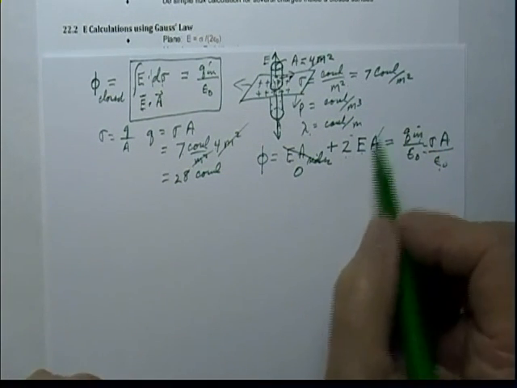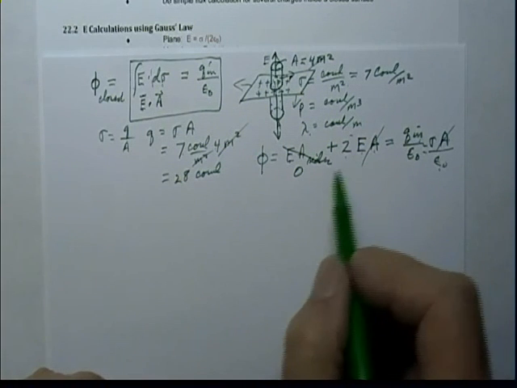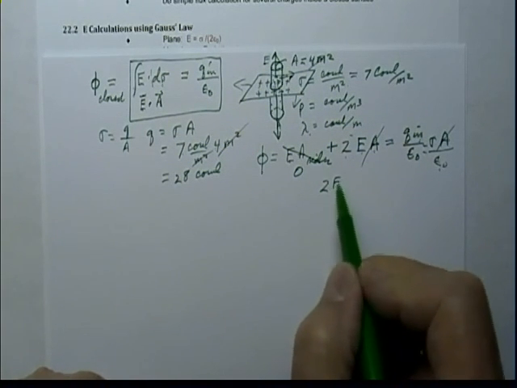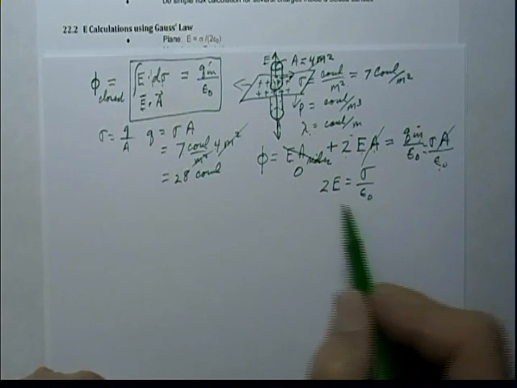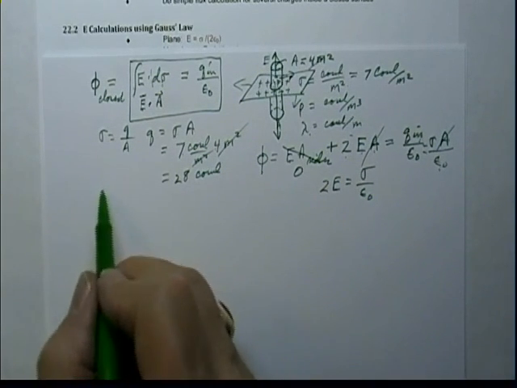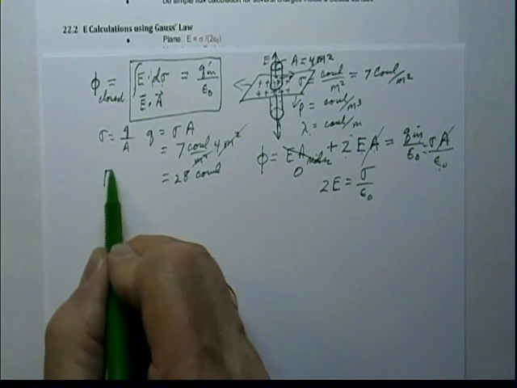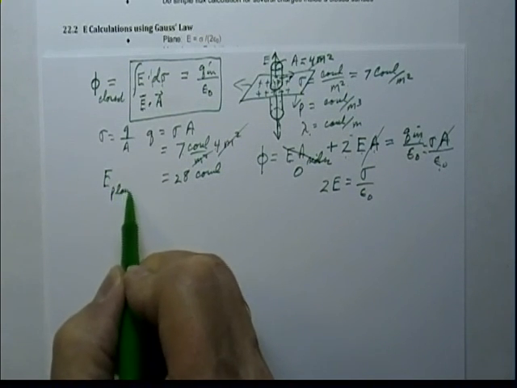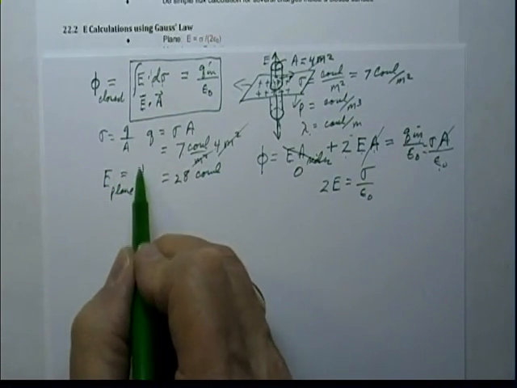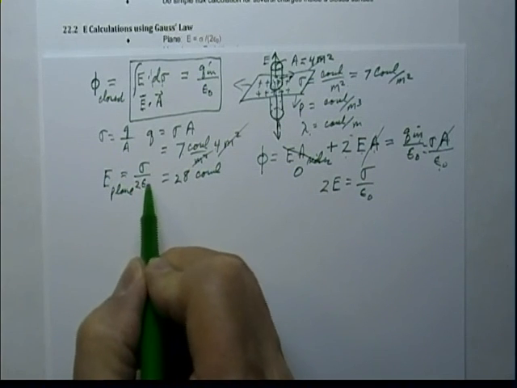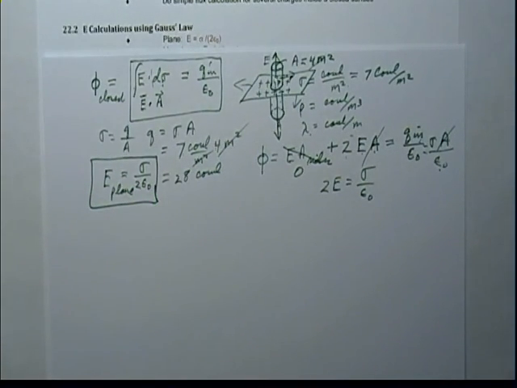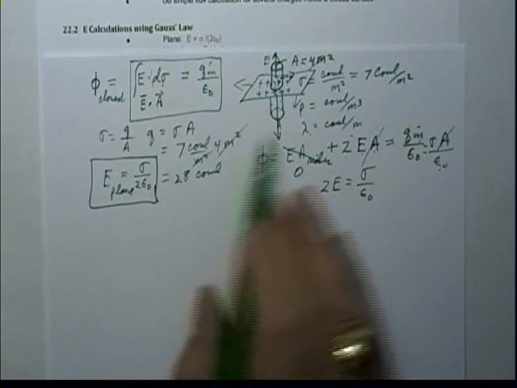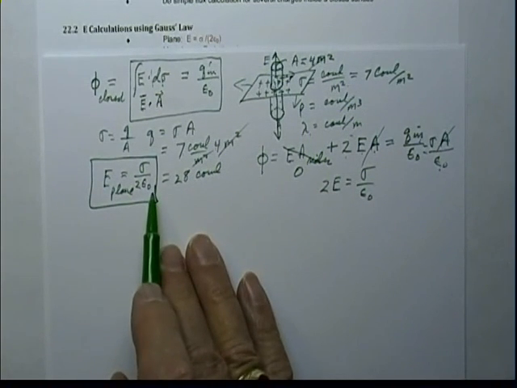So what is it we get? The area cancels from both sides, and we get 2E is equal to sigma over epsilon naught, or equivalently, we get the important formula: E for a plane is equal to sigma over 2 epsilon naught. This is what we wanted to get to. For the more advanced classes, you should know how to do this derivation.